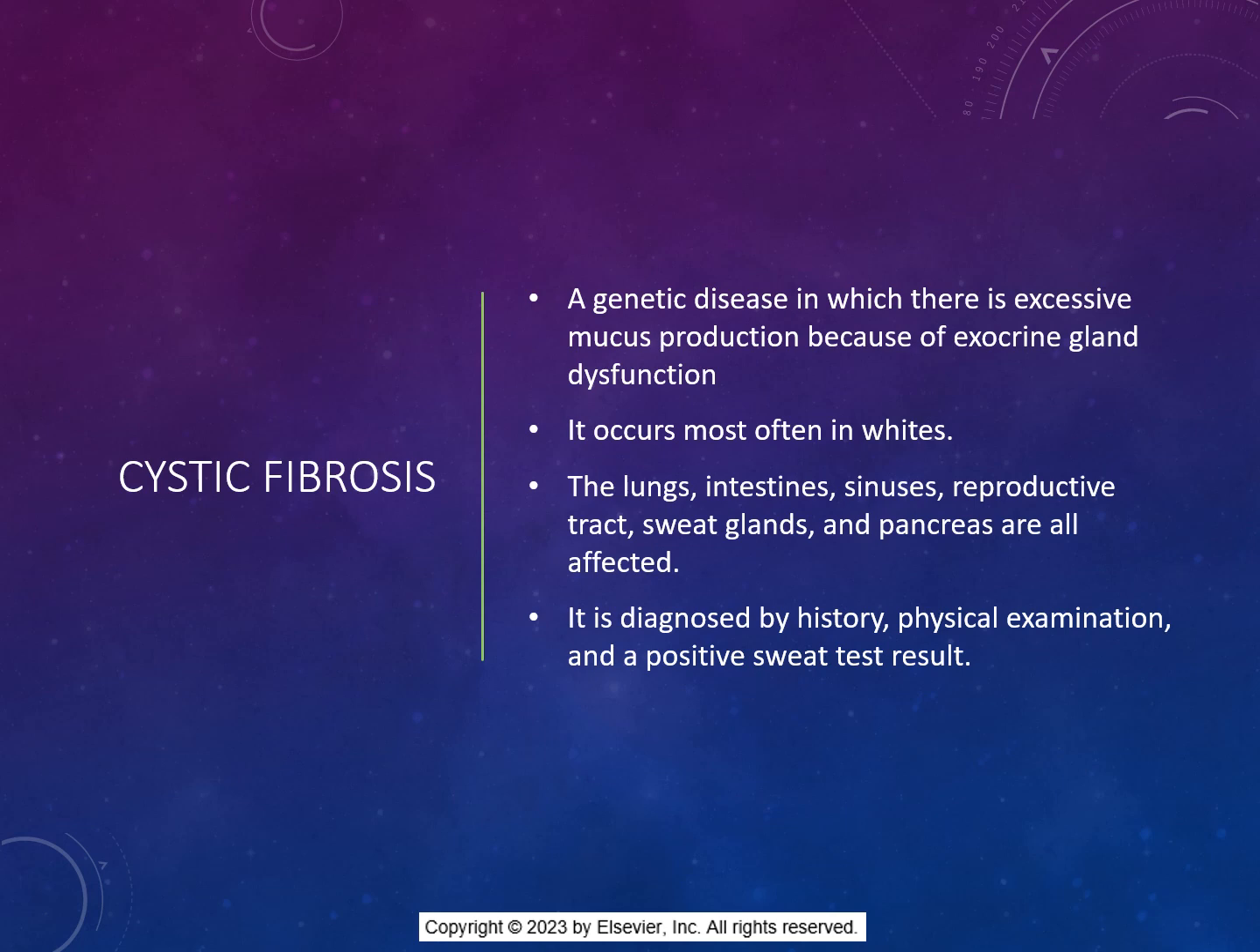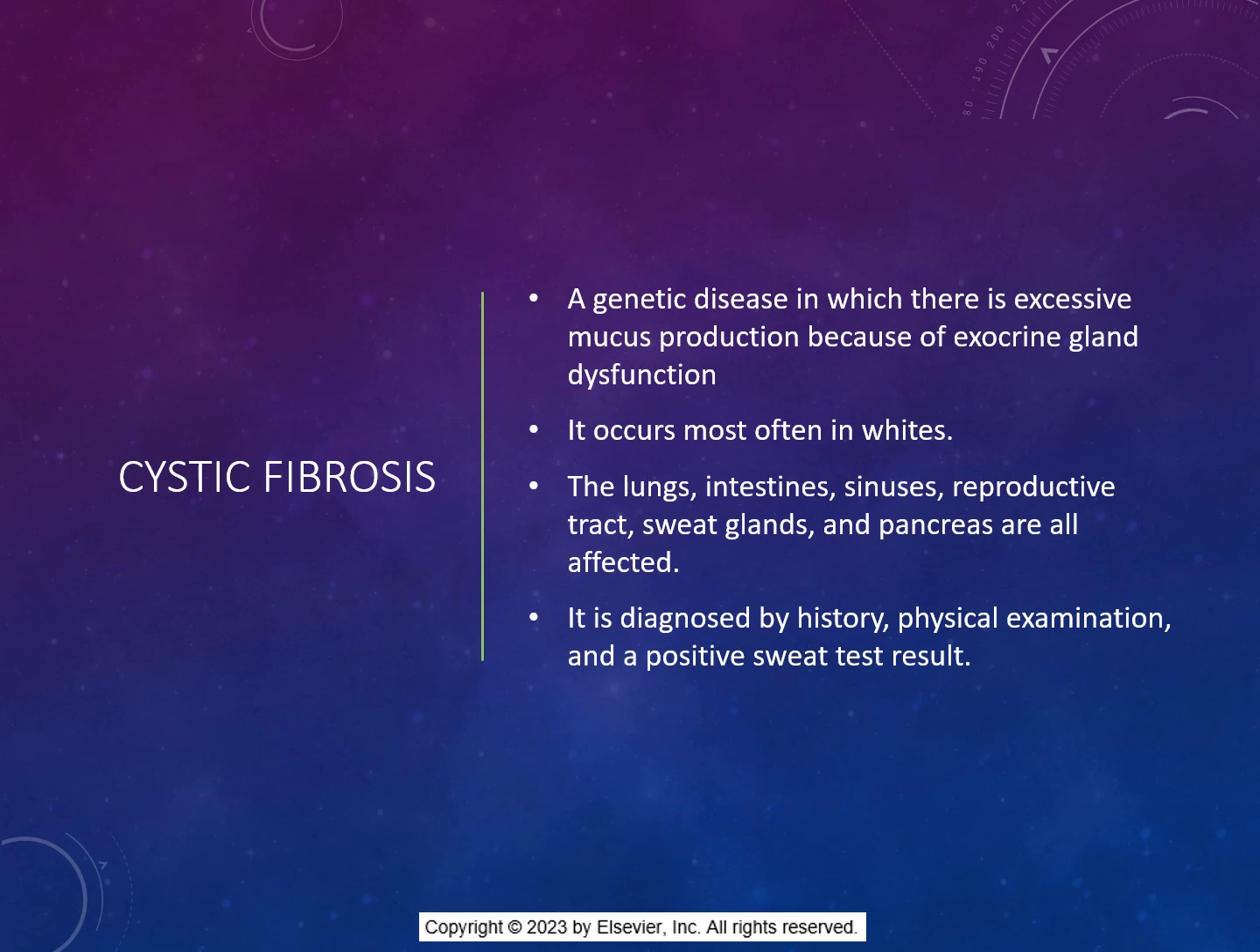Cystic fibrosis is a genetic disease. It is more common among whites, in which there is an excessive mucus production due to exocrine gland dysfunction. The lungs, intestines, sinuses, reproductive tract, sweat glands, and pancreas are all affected. It can be diagnosed via history, physical examination, as well as genetic testing or a positive sweat test.